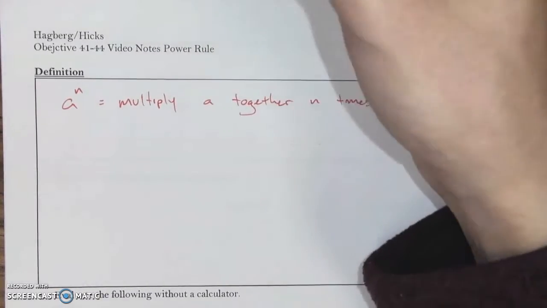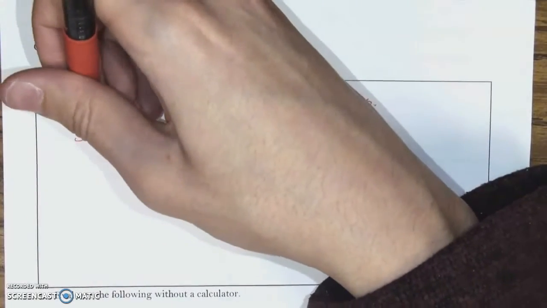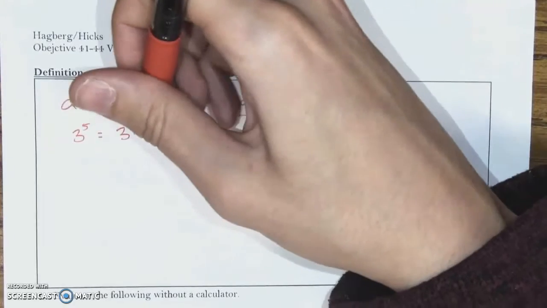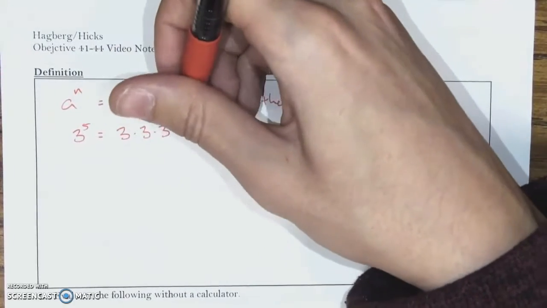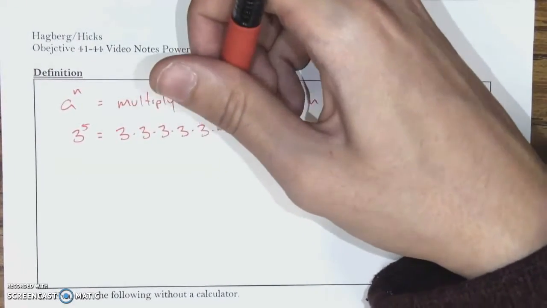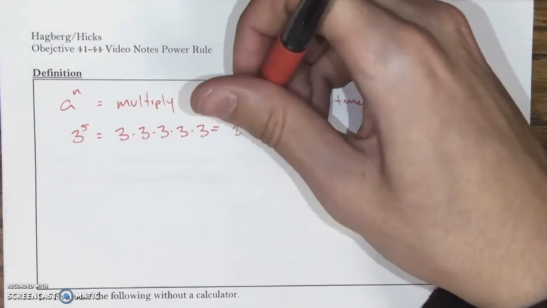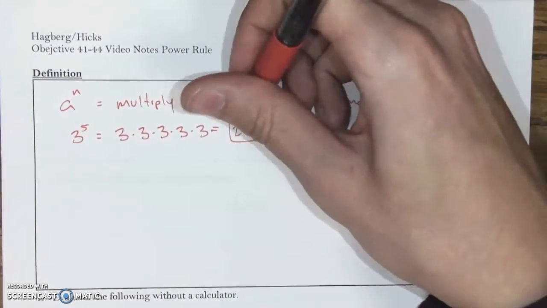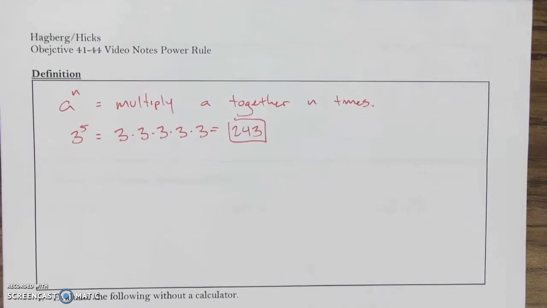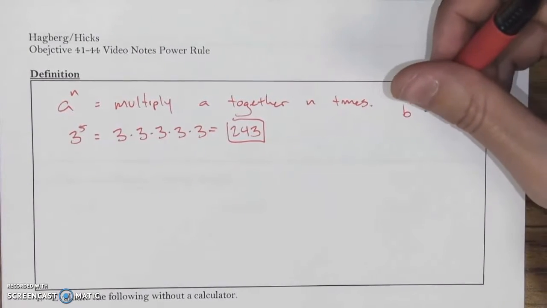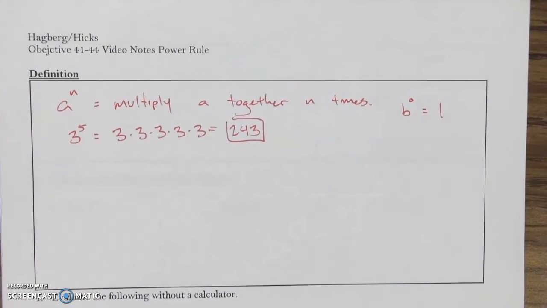So an example of that, if I have 3 to the 5th, that's the same as 3 times itself 5 times. So 3 times 3 times 3 times 3 times 3. If you plug that into your calculator, you'll find that that's equal to 243. We also learned that anything to the 0 exponent is 1.